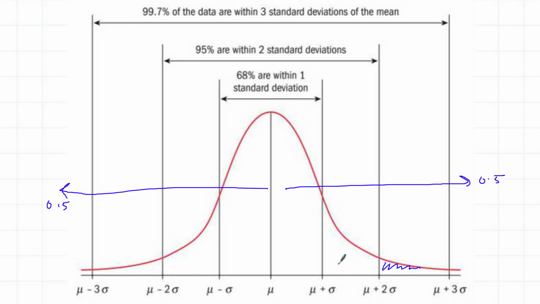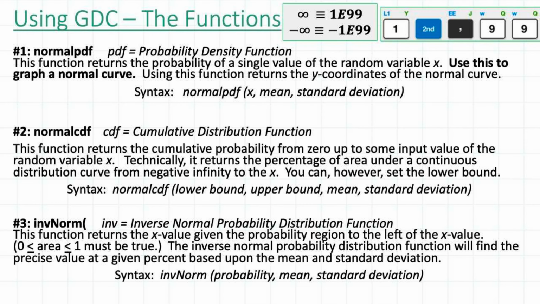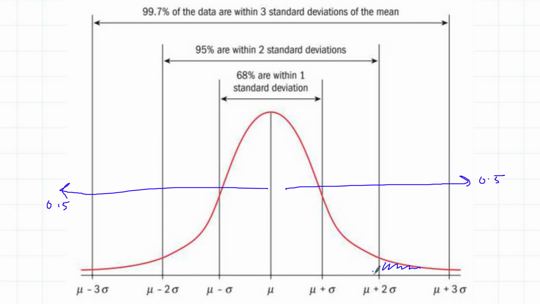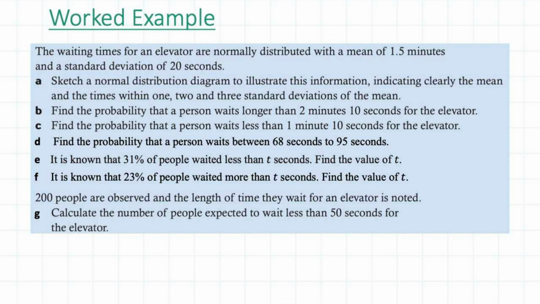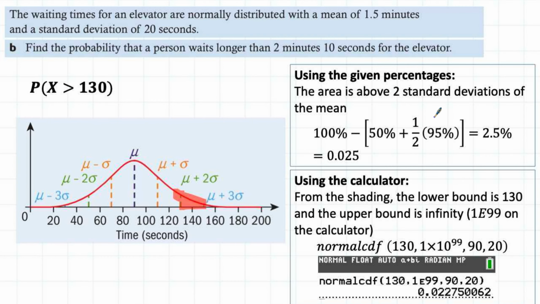So I can find this part by looking at the fact that this is 95%. So I will take half of 95% to know what this is, and add it to the fact that this is 50%. So 50% plus half of 95% will give me all of this area. And then I can do 1 minus that to give me the upper area here. Remember, things are symmetrical. So if I'm looking for this area, it's equivalent to looking at this area. Just to keep in mind. So I will do 100% minus the 50% and half of the 95%, which is 2.5%, which is 0.025.